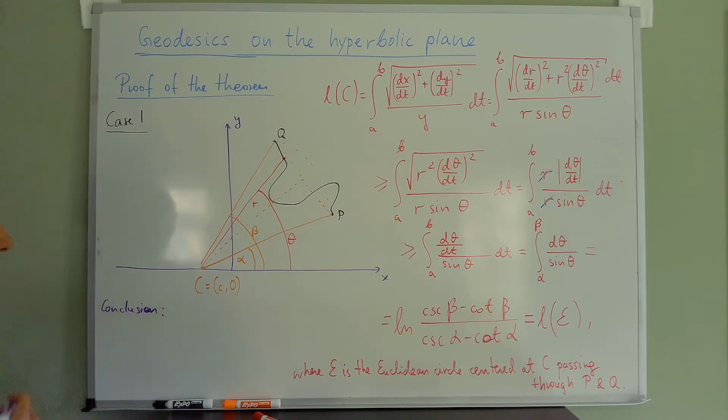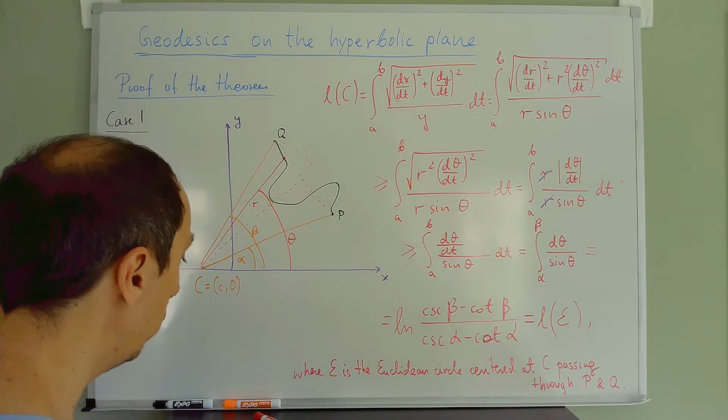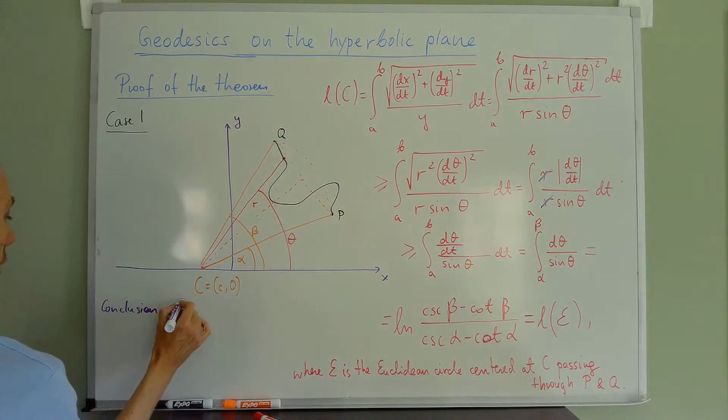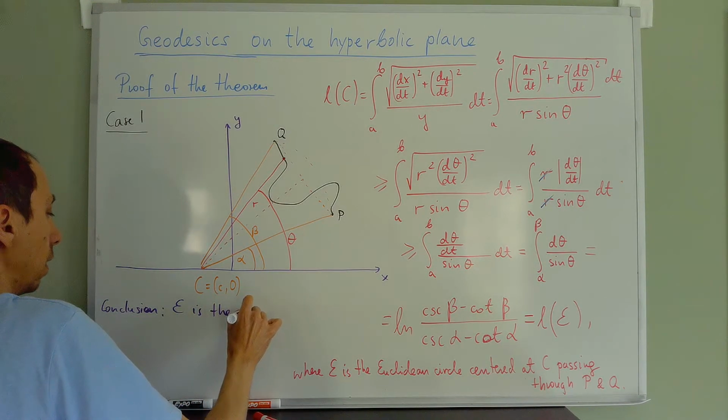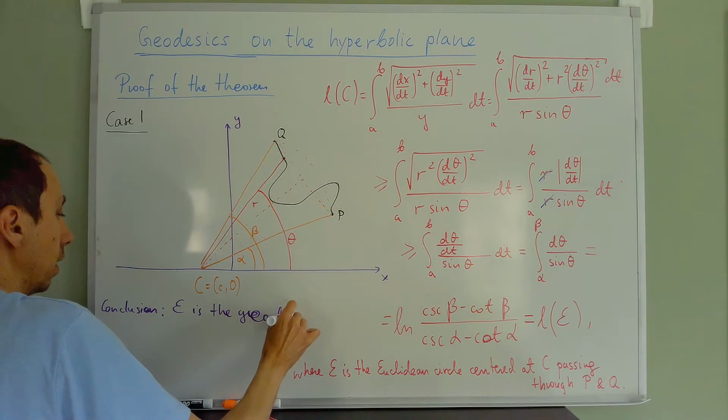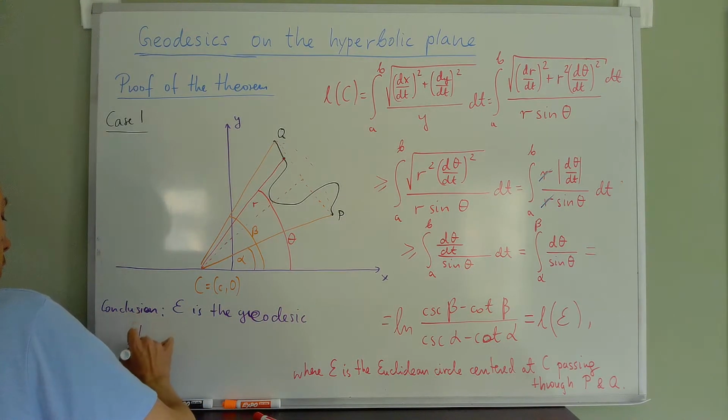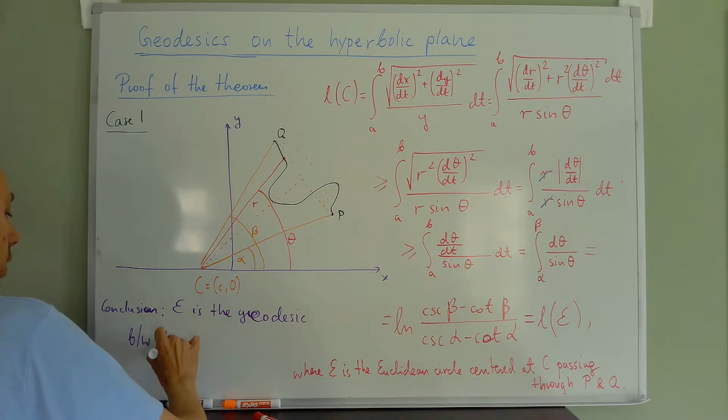Conclusion. If I give the circle a name, oh yes, it has a name, E. E is the geodesic between P and Q.